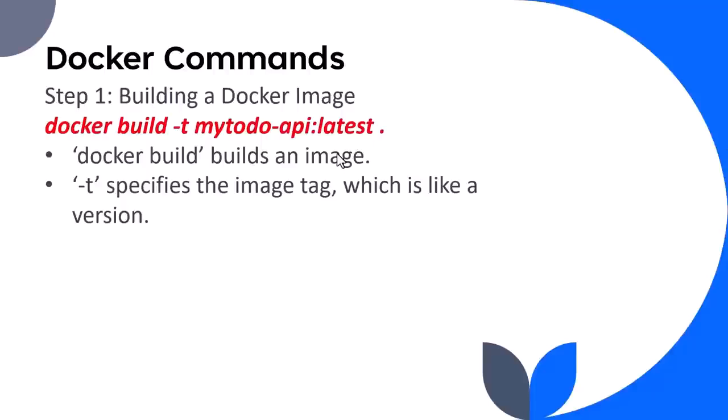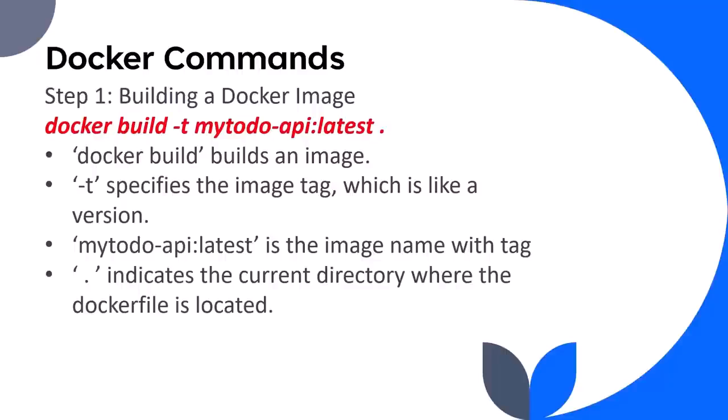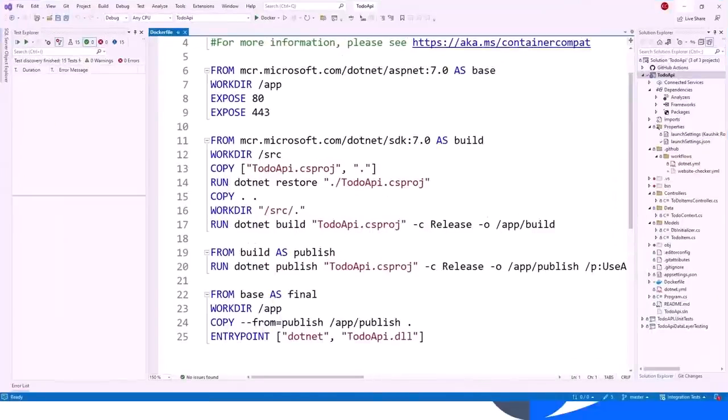Docker build builds an image, and the -t flag specifies the image tag, which is like a version. my to do API latest is the image name with the tag. And the dot at the end indicates the current directory where the Docker file is located. So let's flip over to Visual Studio and run this command.